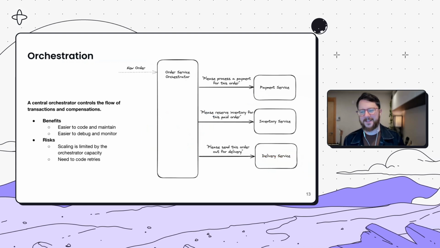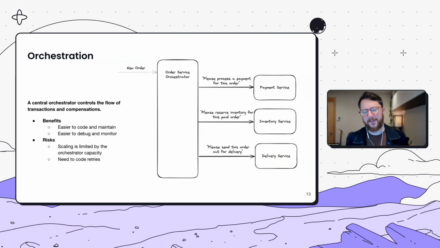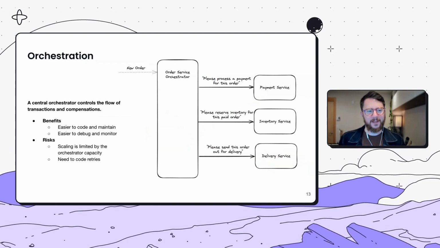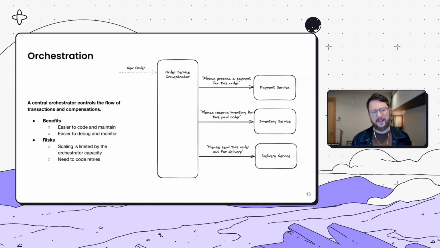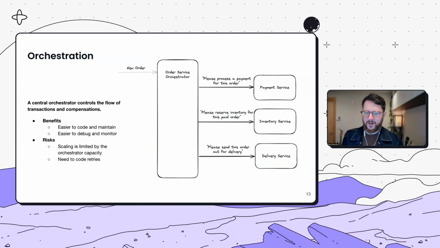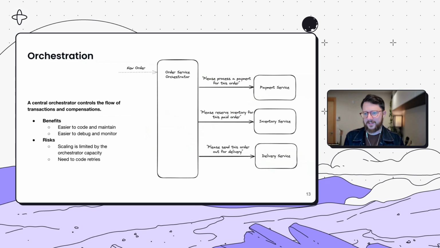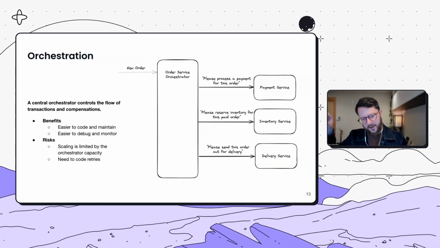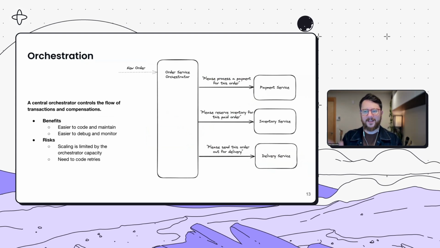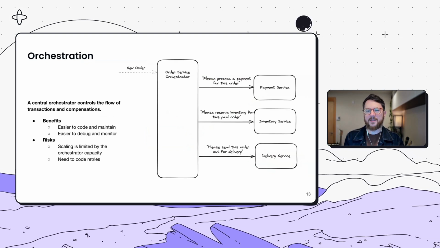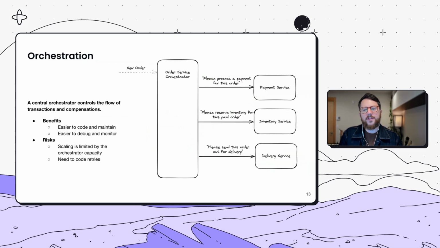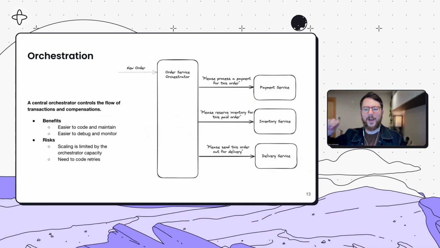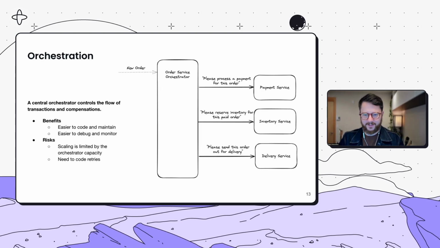All right, so moving on, and this is the final development pattern or architecture I'll show, is orchestration. This is an alternative to choreography. It's very popular, an orchestration architecture. And in this, you have a central orchestrator that controls the flow of transactions and compensations in the Saga case. So instead of each service contacting the subsequent service, we have this central orchestrator. And in this case, it's the order service orchestrator. And that order service orchestrator has the job of reaching out to each service, waiting for that to succeed, and then contacting the next service in turn.